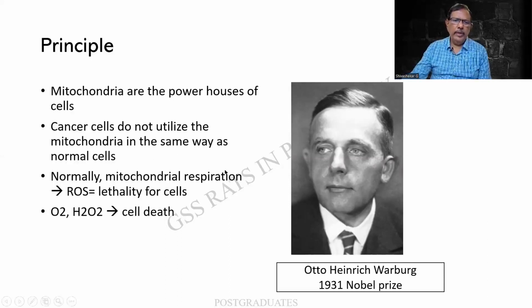Normally, during mitochondrial respiration, there is the production of reactive oxygen species, which can lead to the lethality of the cells gradually. Also, there is a production of oxygen and hydrogen peroxide, which can result in cell death.